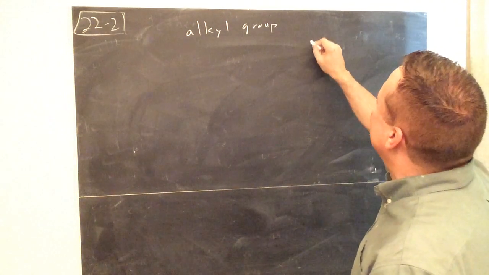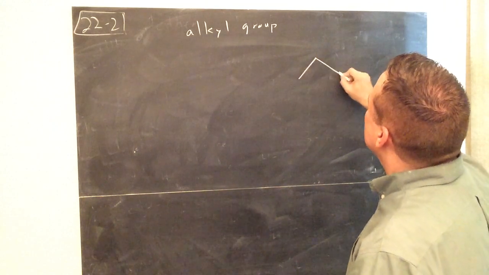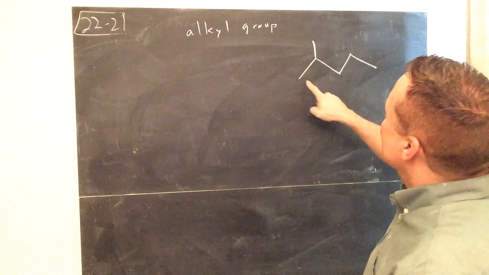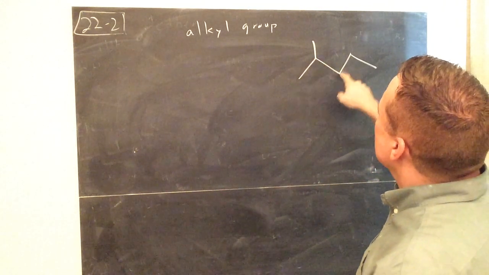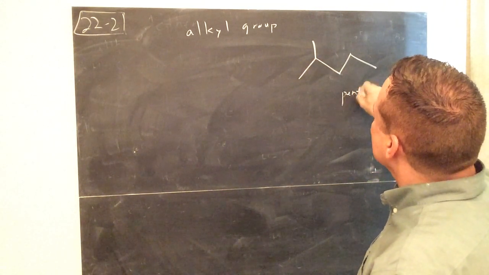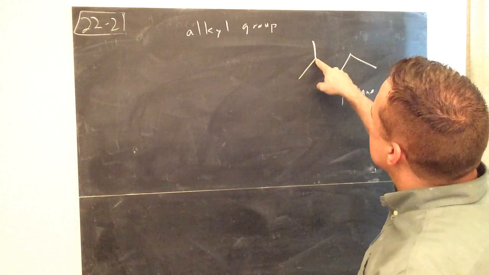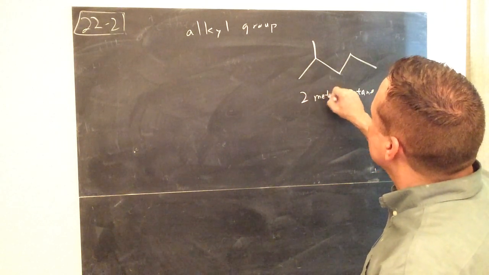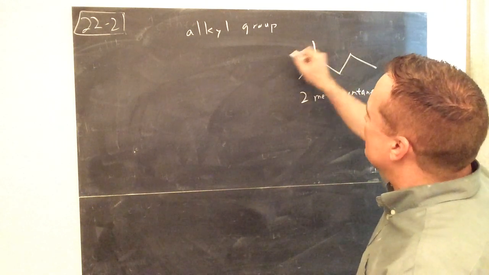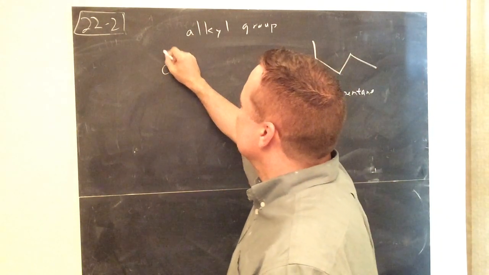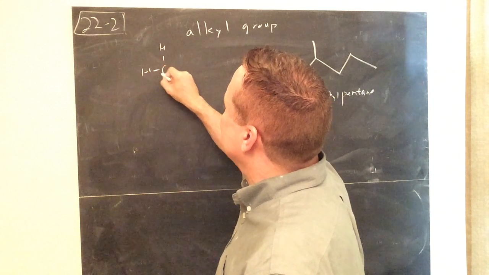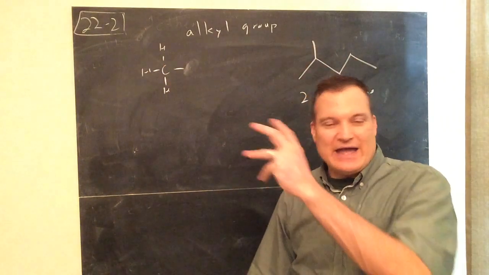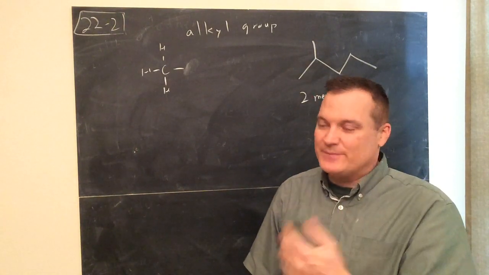Like if I have pentane, 1, 2, 3, 4, 5, and I put a little line right there, remember that would be called 2-methyl pentane. So methyl would be the group. Methyl is like, C. Start with methane and take away an H. That's the methyl group. Draw ethane, take away an H, that's the ethyl group.